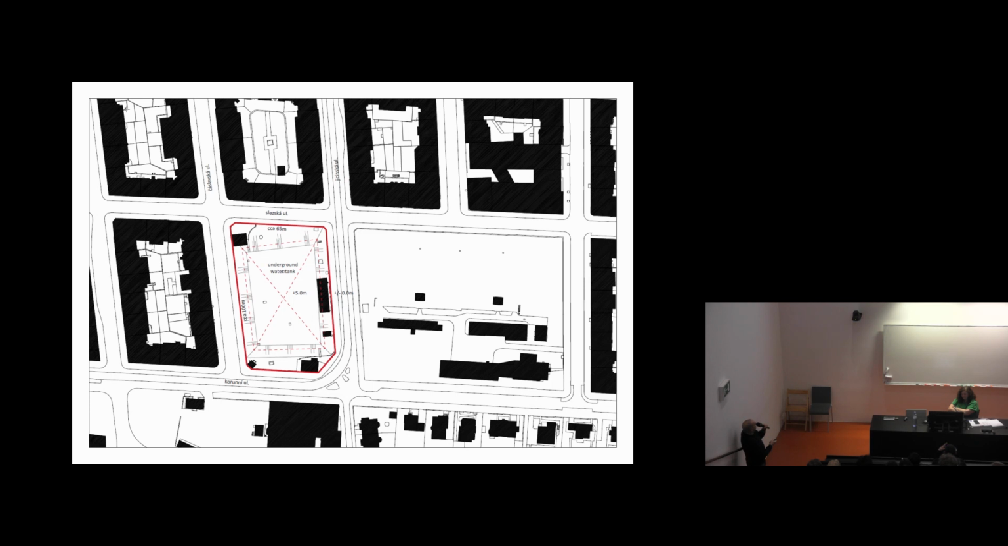And one of the things that you can see right away is that our site is highly specific, in the sense that the dashed lines are the lines where you cannot build or put any vertical support. So we are basically limited to a very narrow peripheral belt.